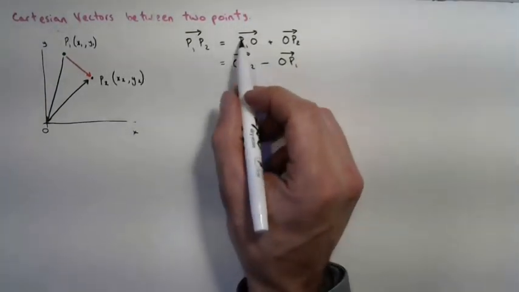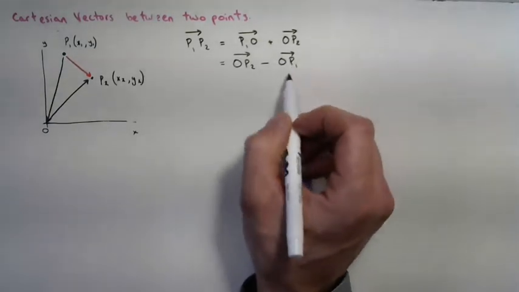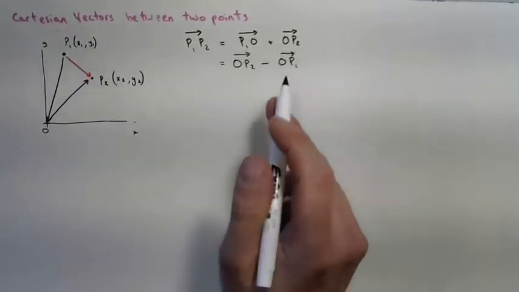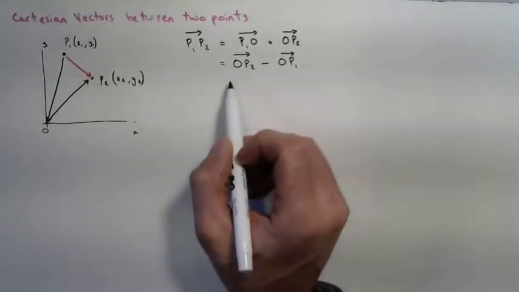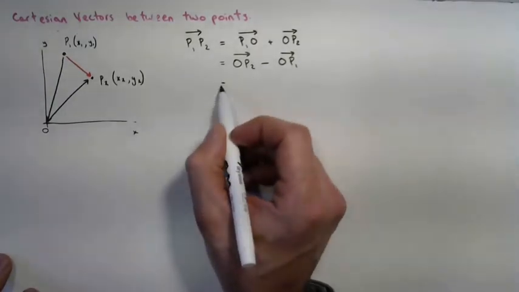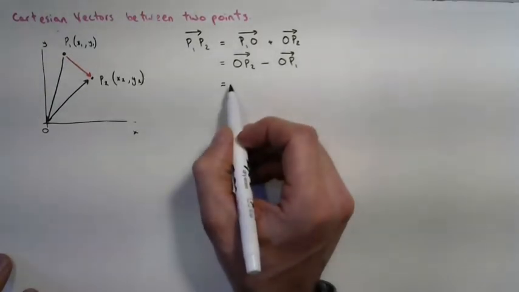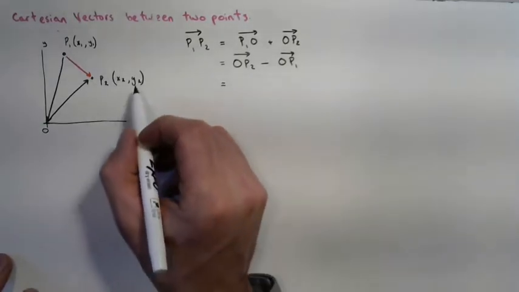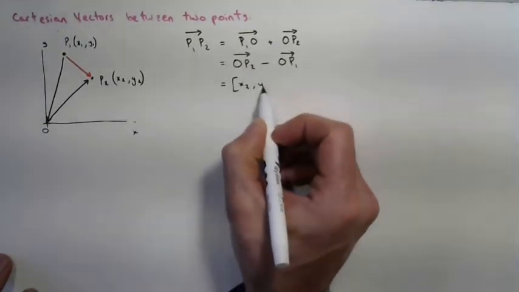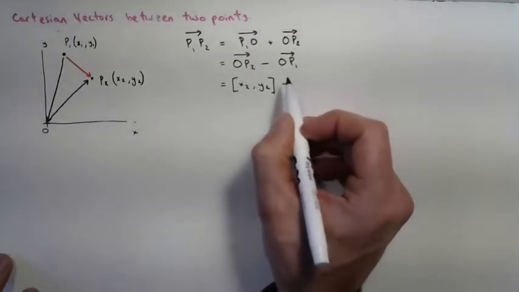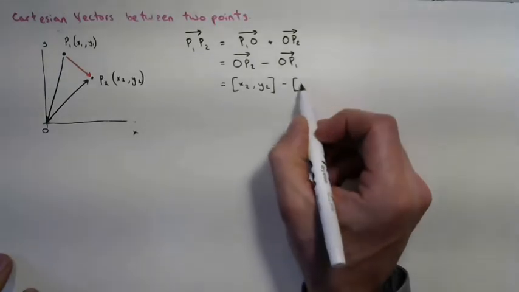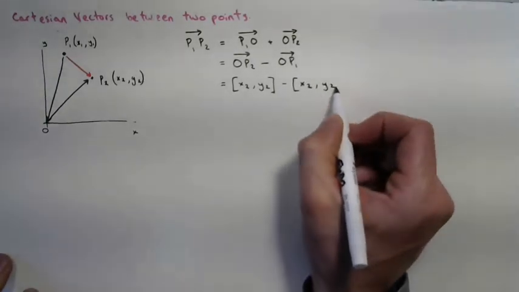Or sorry, adding a vector is the same as subtracting its opposite. It'd be like taking a double negative. It's taking the vector backwards, but then subtracting it, okay? And now what that allowed me to do is express both as position vectors, which allows me to express both of them in terms of their coordinates. So OP2 could be represented as the vector x2, y2, and OP1 is going to be the vector x1, y1.